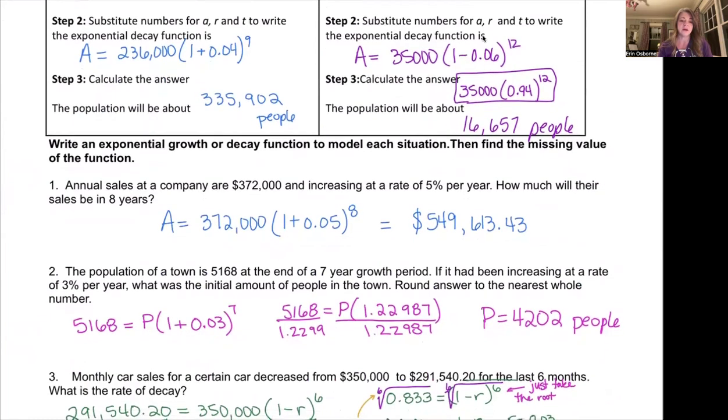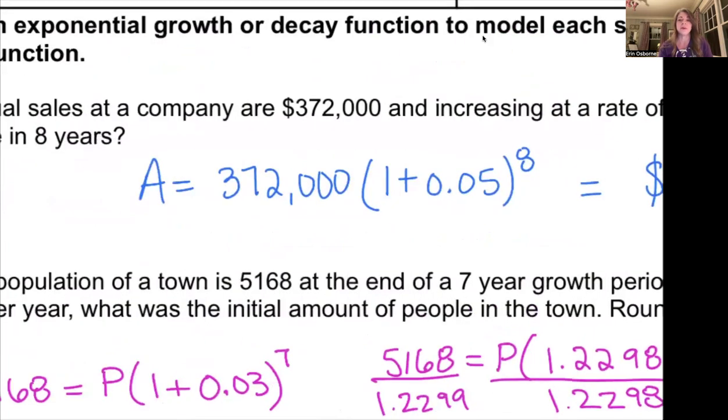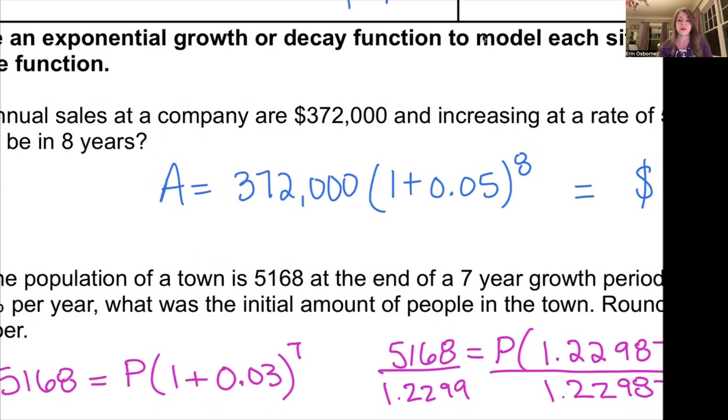Sales at a company are 372,000 and increasing at a rate of 5% per year. How much will their sales be in 8 years? So again, set up the equation first. I would love to see this written on your paper when you're doing these problems on a quiz or a test. Principal amount times 1 plus the rate since it's growing. Remember to change 5% to 0.05, raise it to the 8, type it in your calculator.